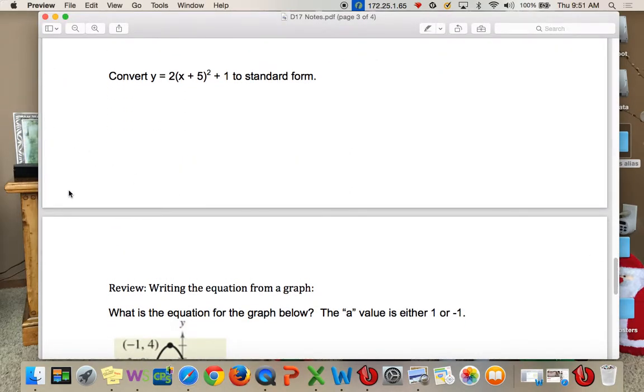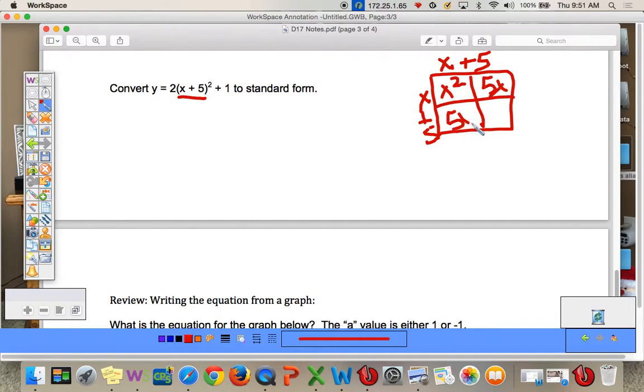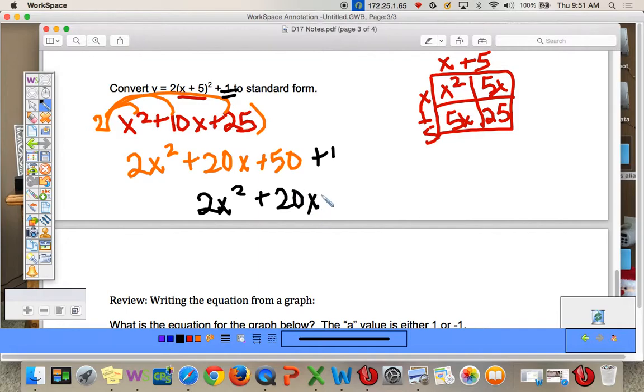Okay, so again, this one, first step, FOIL or use the box. I'll use the box this time. So you have x plus 5 times x plus 5. We have x squared, 5x, 25. X squared plus 10x plus 25. Now we multiply everything by 2. So distribute to everything. 2x squared plus 20x plus 50. And then the last step is we have that plus 1 at the end. 2x squared plus 20x plus 51.